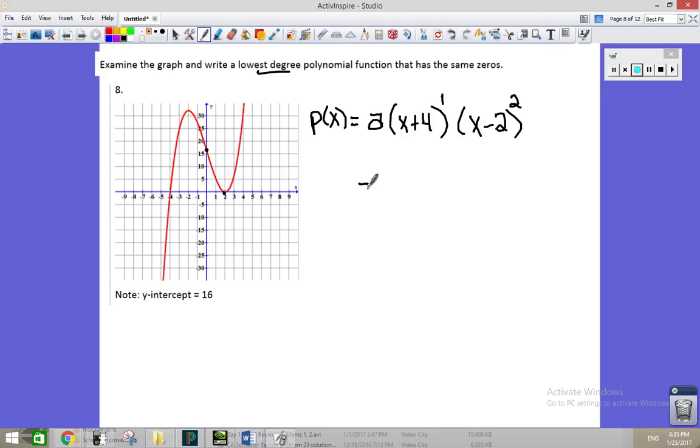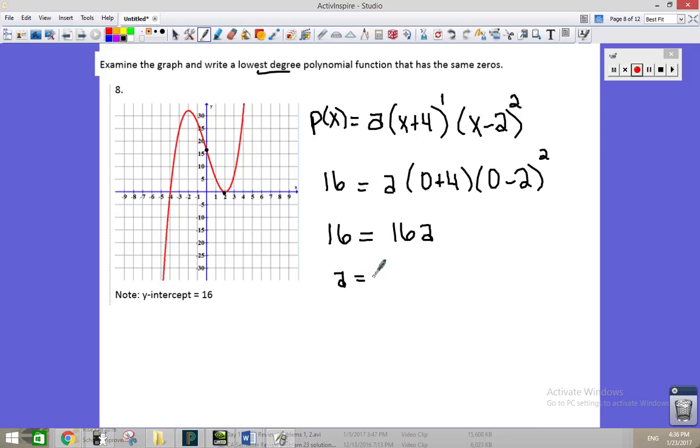So in other words, when x is equal to 0, I have 0 plus 4 and 0 minus 2 squared times whatever a is, and I need a to be such that when you multiply all these together, you get 16. So -2 squared is 4, and 4 times 4 is 16. And this solution divided by 16, hey, a has to be 1. So we get the answer that you would want anyway: if a is 1, we just have x plus 4 times x minus 2 quantity squared. And so there's our answer for number 8.